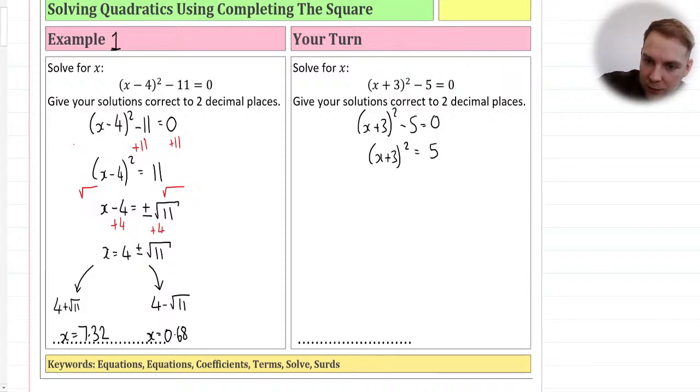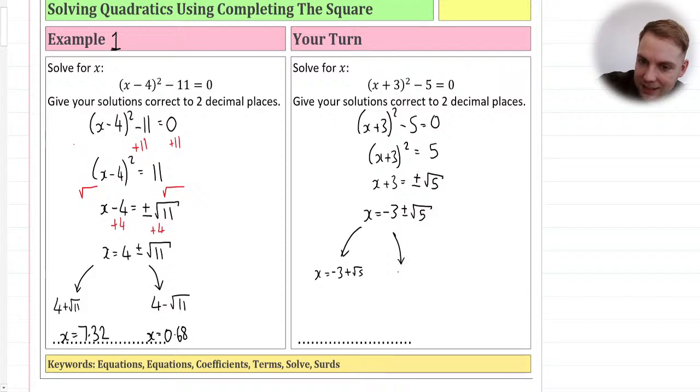Then I need to square root. So x plus 3 is equal to plus or minus the square root of 5. Then I need to take away the 3. So I end up with x is equal to minus 3 plus or minus the square root of 5. So I end up with two solutions. x is equal to negative 3 plus root 5, and x is equal to negative 3 minus root 5, and I put those into my calculator.